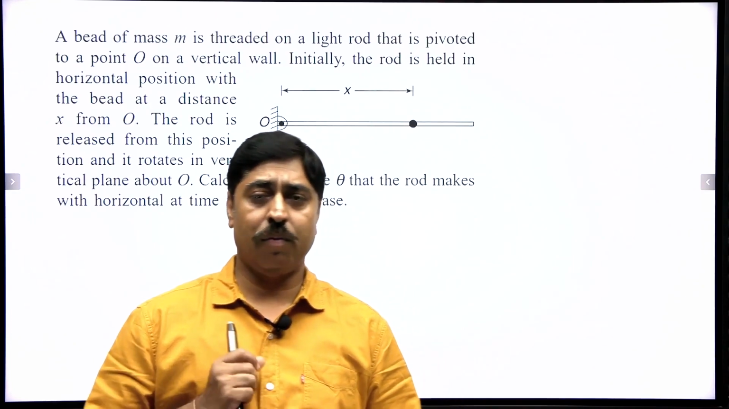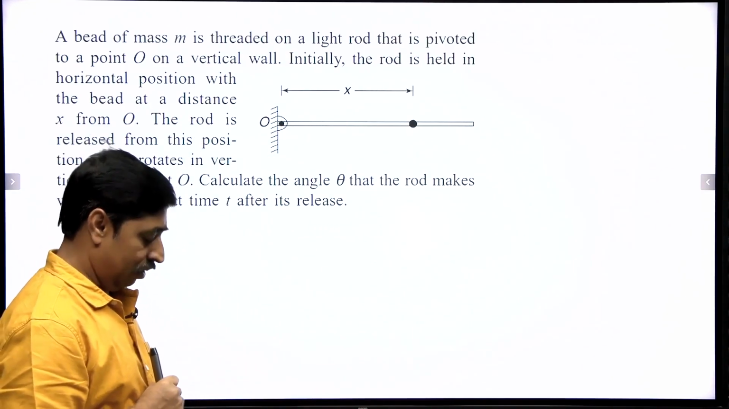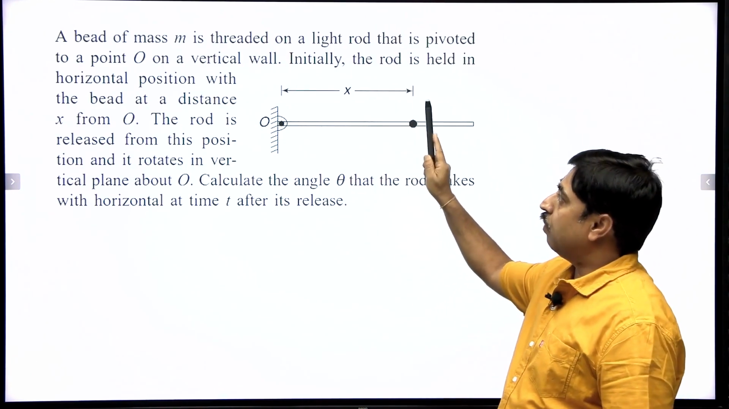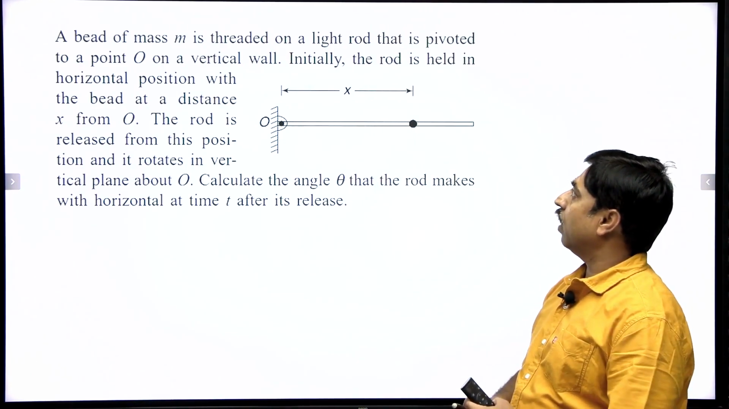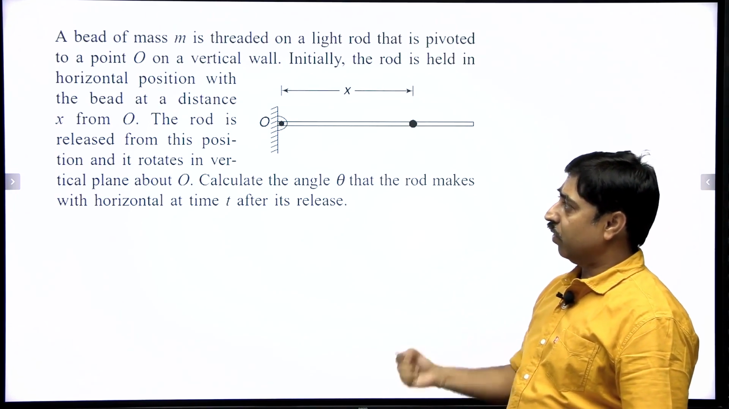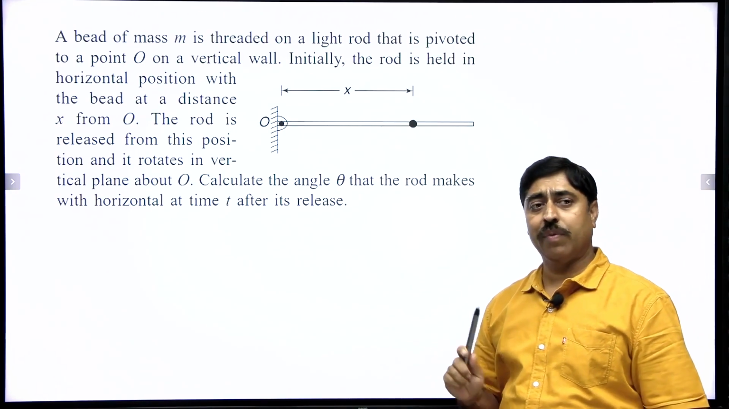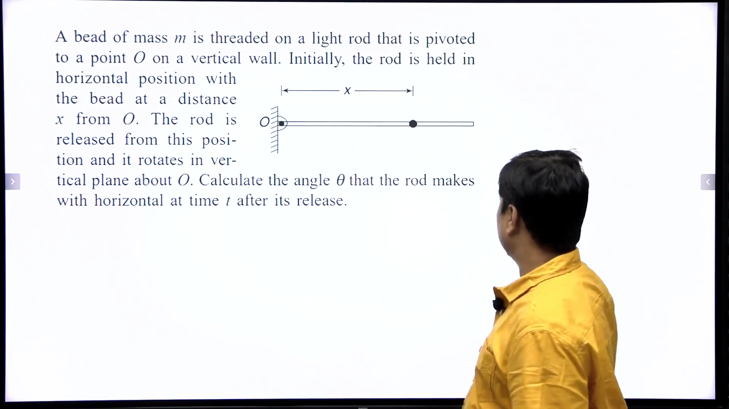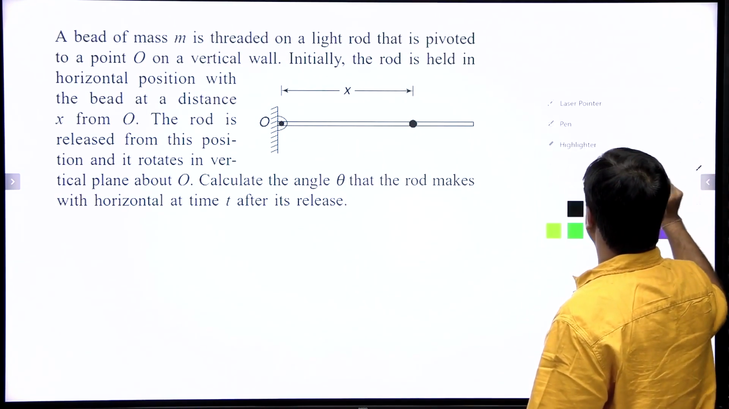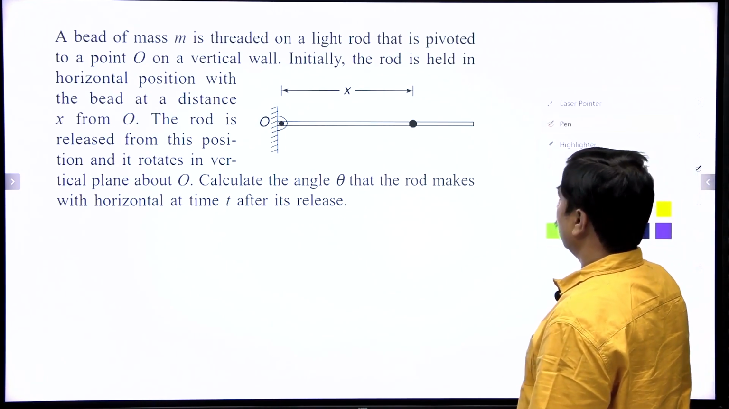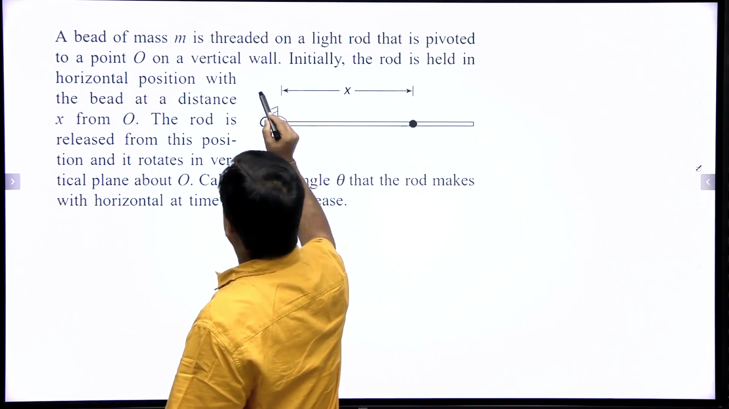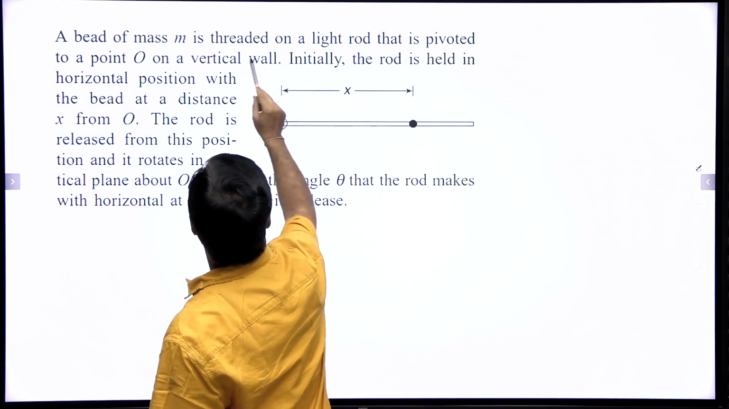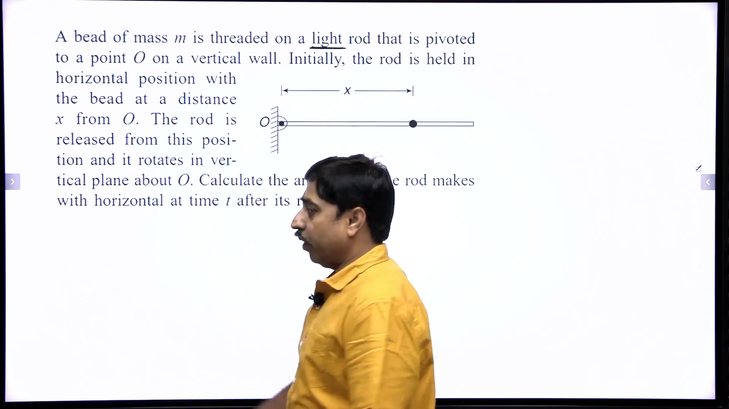So here is our first question. Let us see what it says. A bead of mass small m is threaded on a light rod that is pivoted to a point O on the vertical wall. This is a light rod, very important. I think you need to pay additional attention to this word, light rod. There is a hint for you.